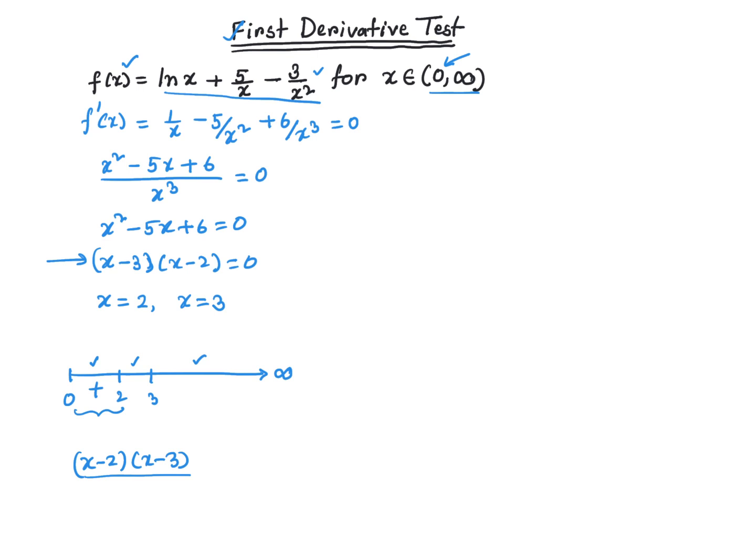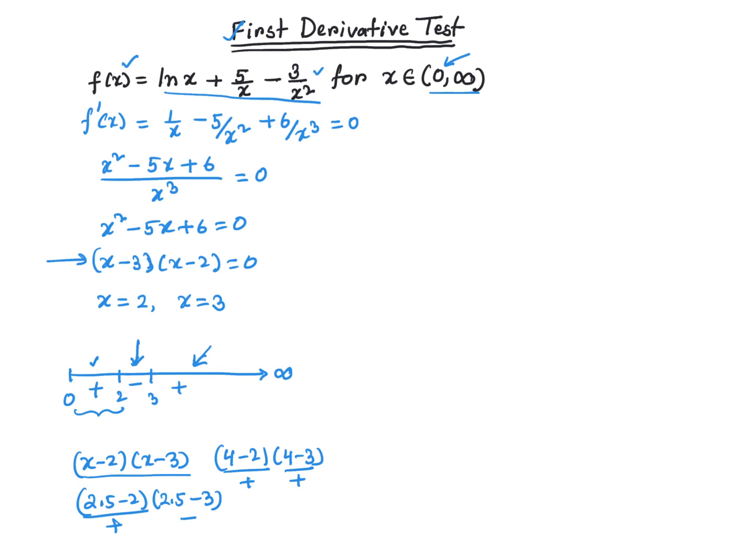What if x is equal to 2.5? We are looking at the middle interval. So 2.5 minus 2 times 2.5 minus 3. This is positive and this is negative. The product of positive and negative numbers is negative. So the middle is negative. And the third one, pick any number, maybe 4. So it's going to be 4 minus 2 times 4 minus 3. Both of these numbers are positive, so the product of two positive numbers is positive.